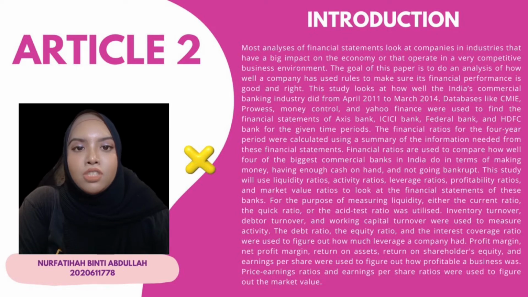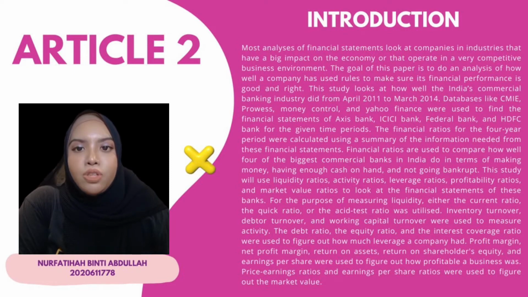The study will use liquidity ratios, activity ratios, leverage ratios, profitability ratios, and market value ratios to look at the financial statements of these banks. For the purpose of measuring liquidity, either the current ratio, quick ratio, or acid test ratio was utilized. Inventory turnover, debtor turnover, and working capital turnover were used to measure activity.